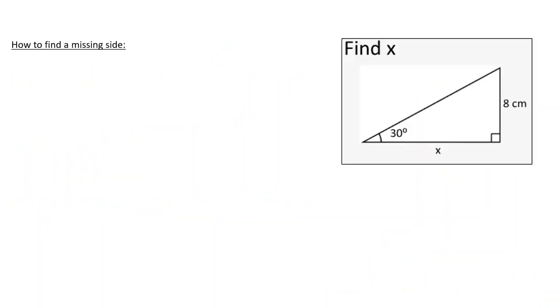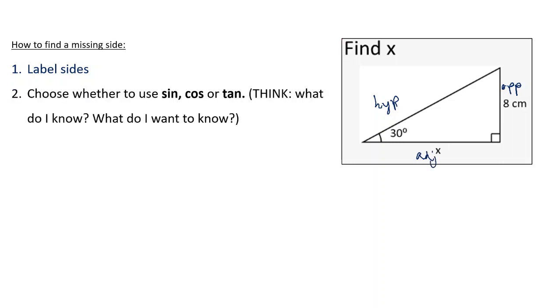Okay, so we'll go through the same steps again. Step 1, we're going to label our sides then. So this time round we've got our hypotenuse. This is 30, so this side is our opposite. And then this side down here is our adjacent. Second step, we can remember choosing whether we're using sin, cos or tan. So in this case, what do I know? I know the opposite, I want to know the adjacent.